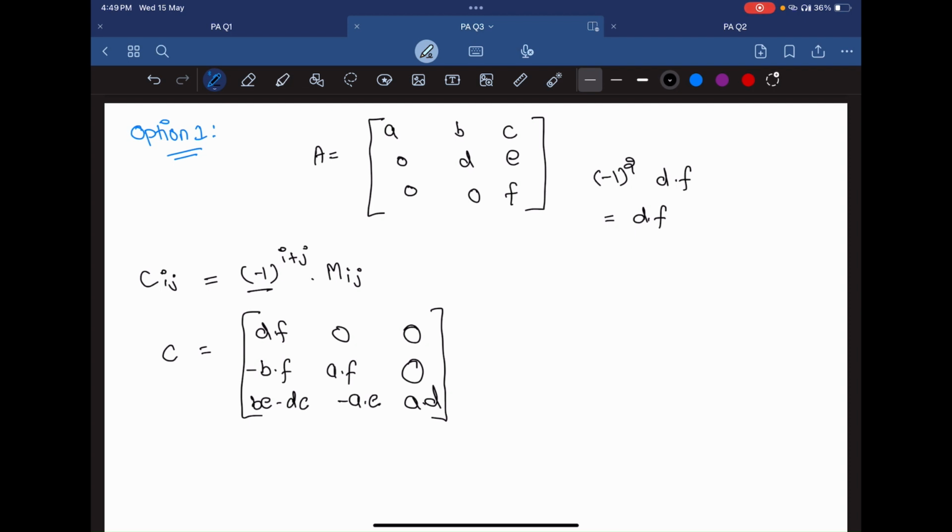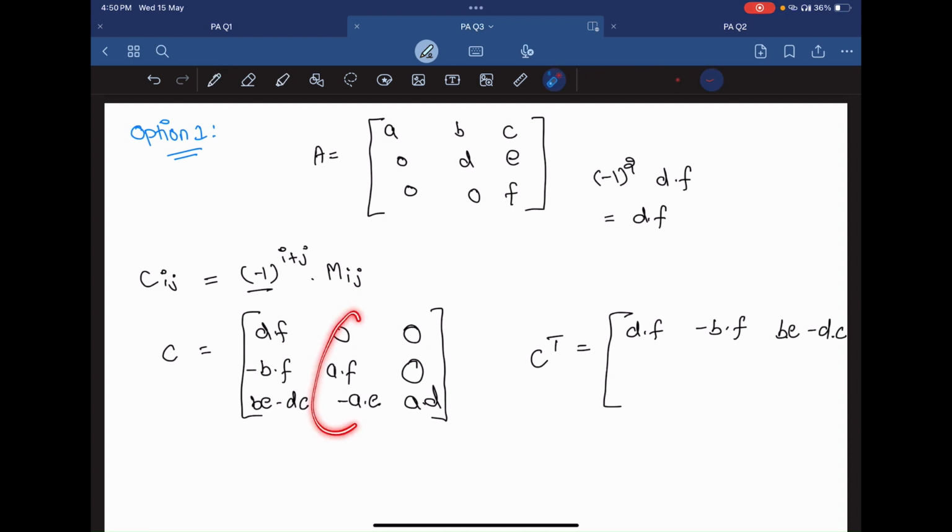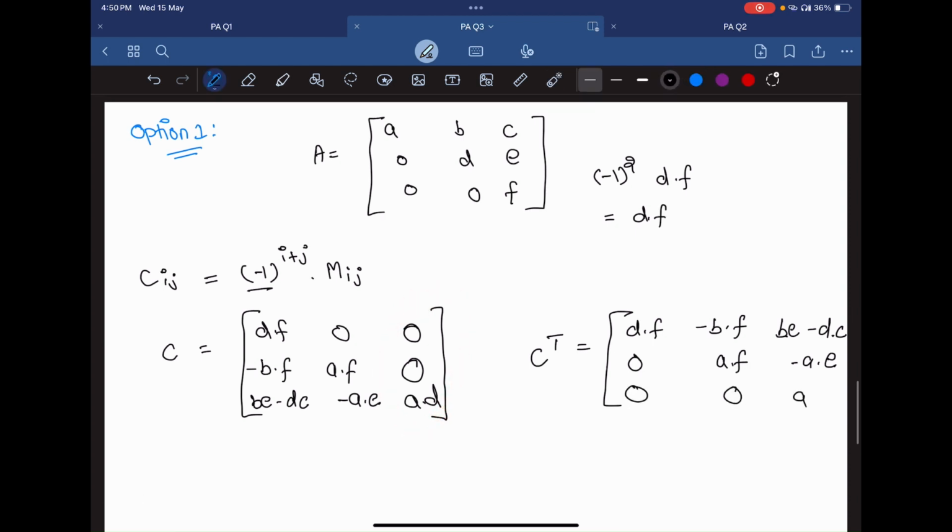Okay, so now we have to do the transpose of this matrix. So C transpose would be, the rows will become columns and the columns will become rows. So for example, this first column will become the first row of this matrix C transpose, e dot f, minus b dot f, b e minus d c. Similarly, the second column will become the second row, 0, a dot f, minus a dot e, and the third column will become the third row, 0, 0, a dot d.